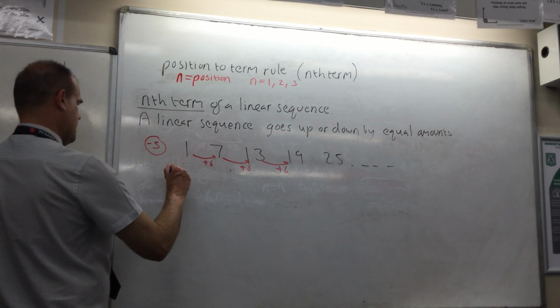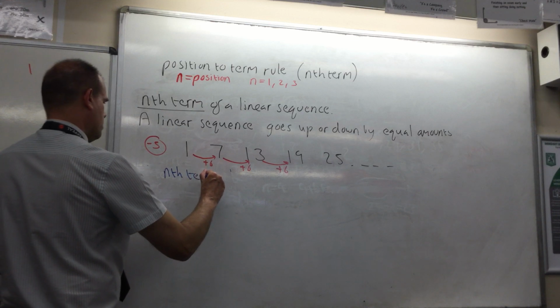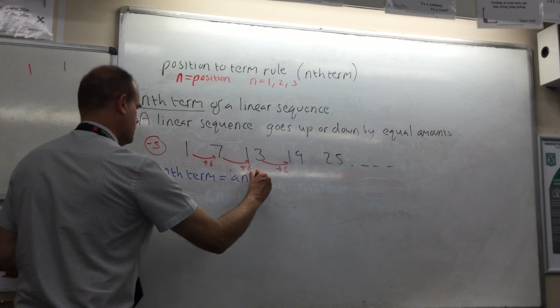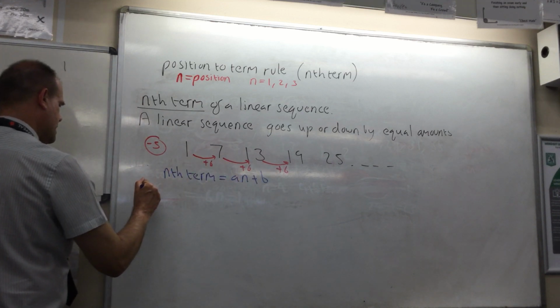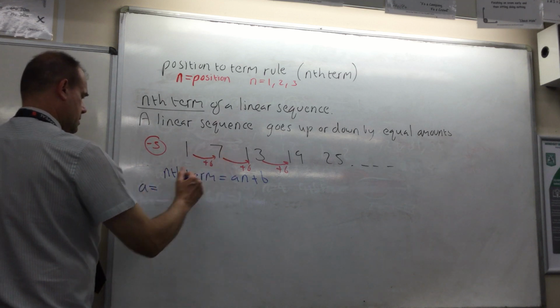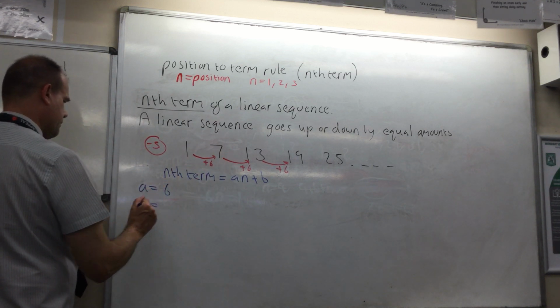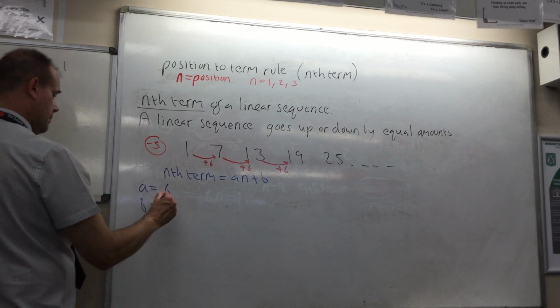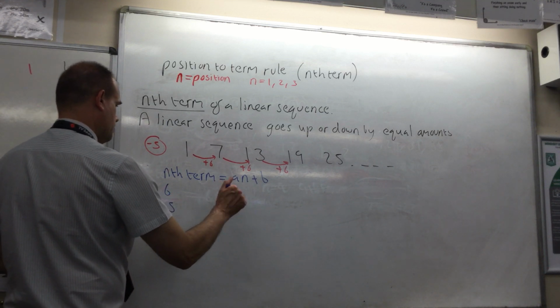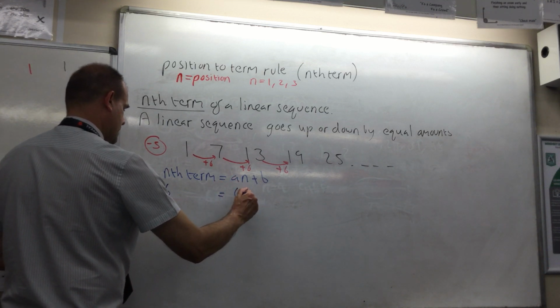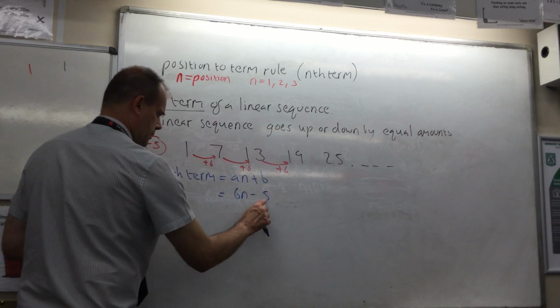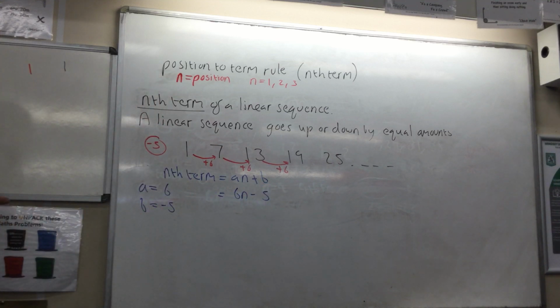So, just go again. Nth term equals an plus b. A is the value it goes up or down in. When it's going up in 6s, a is 6. B is the value before the first term, so it's definitely -5. So my formula will be 6n - 5. I put -1 there, didn't I? Now, that's why you check your work.